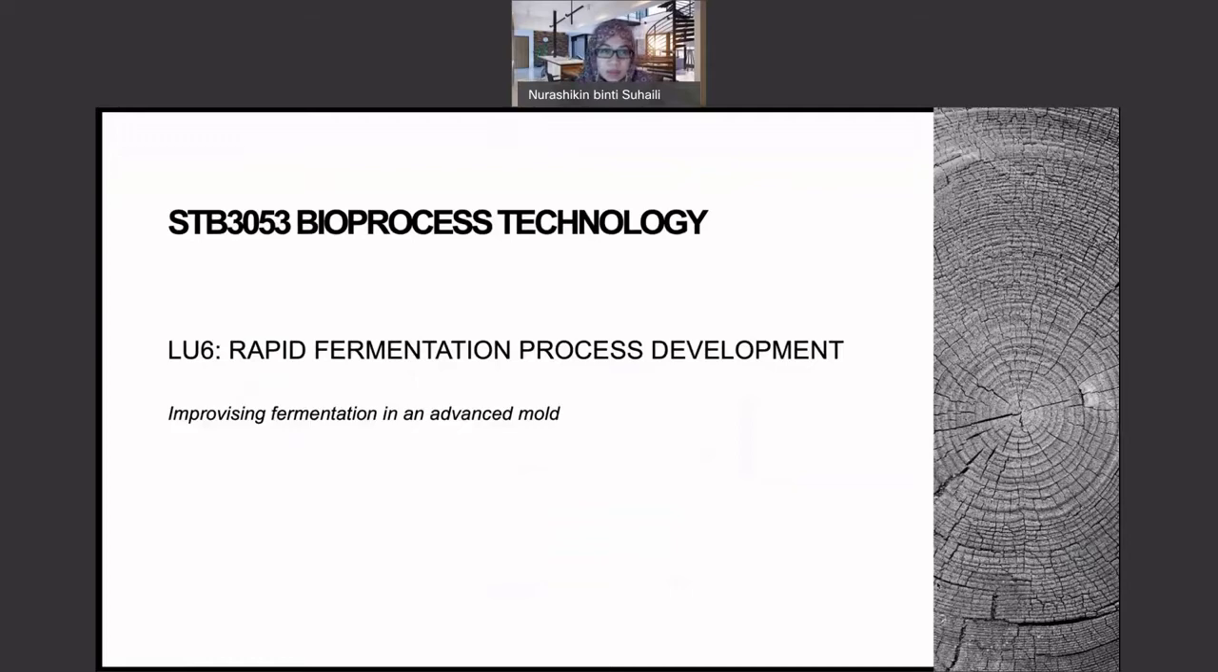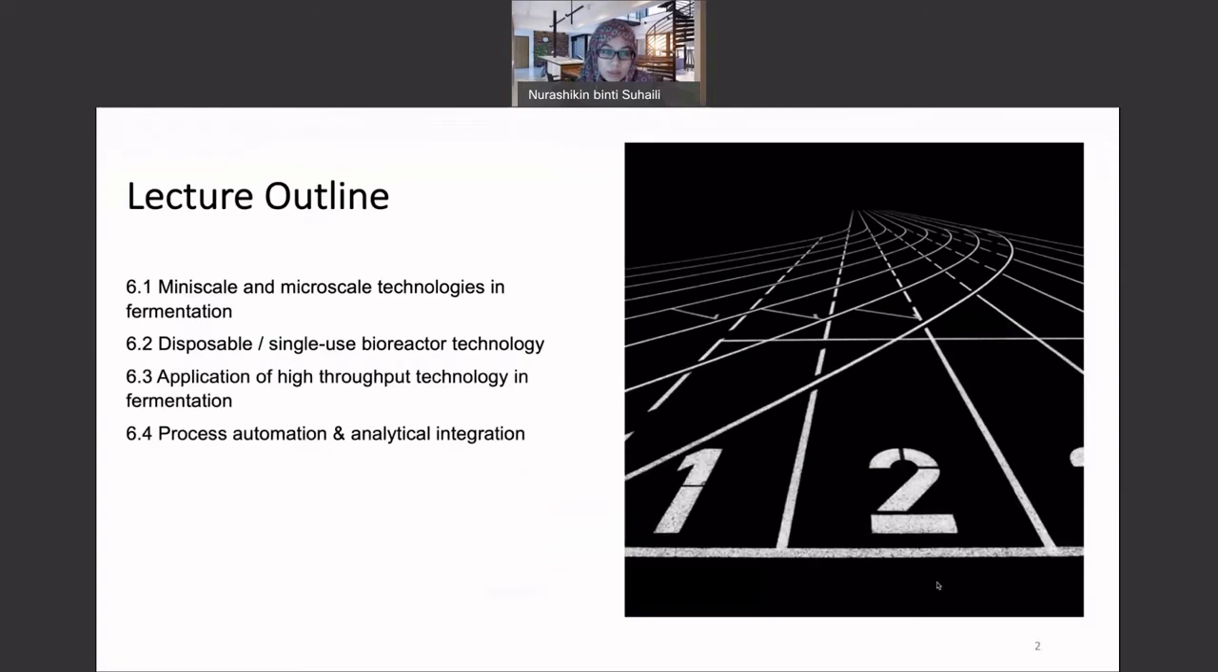And under this topic, we are going to look at a few subtopics, namely Miniscale and Microscale technologies in fermentation, and then disposable or single-use bioreactor technology, followed by application of high throughput technology in fermentation, and finally, process automation and analytical integration. Now, let's have a look at the first subtopic, which is Miniscale and Microscale technologies in fermentation.